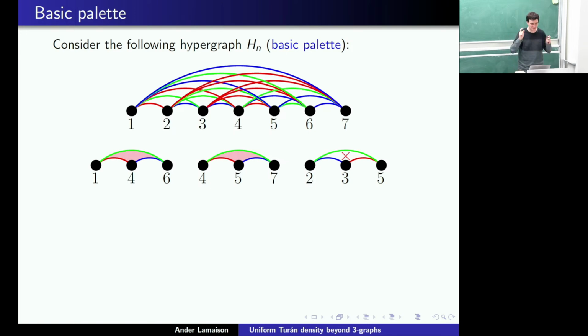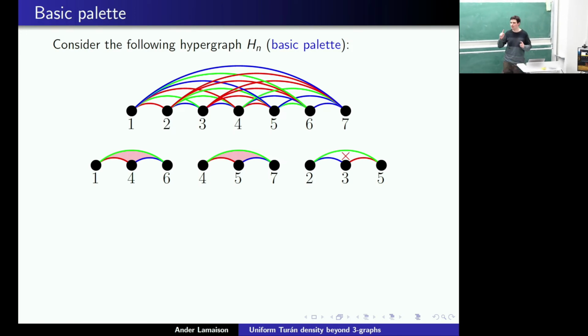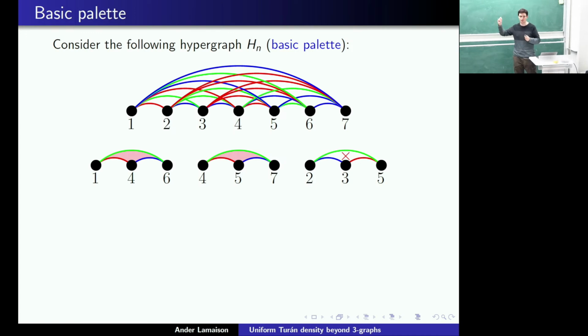But what's important is that not only do we need to see all three colors, we need to see them in the right order. So you can see that here, for the vertices 1, 4, and 6, we do indeed have that the two smallest are red, the smallest and largest are green, the two largest are blue. So we do place an edge on those vertices. But for the vertices 2, 3, and 5, we do see all three colors, but now the two smallest are blue, not red. So we don't place an edge there. We do need that the order is right.